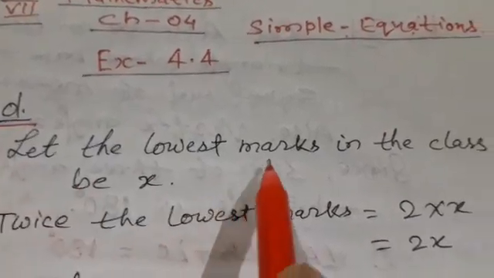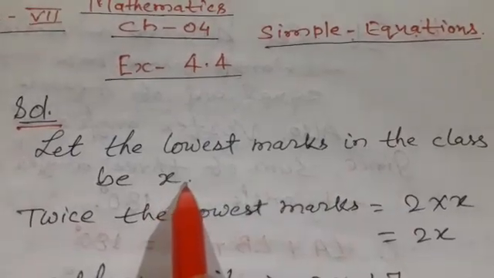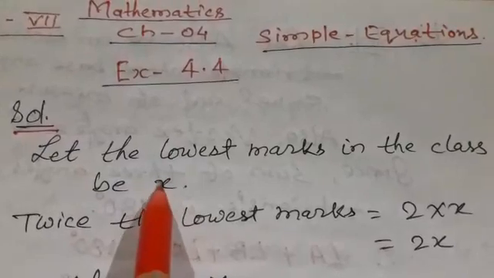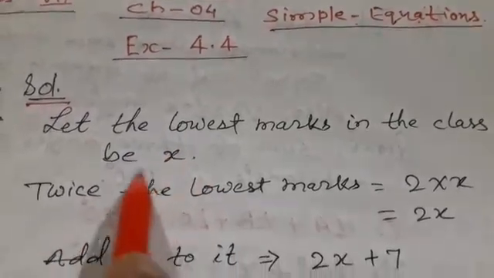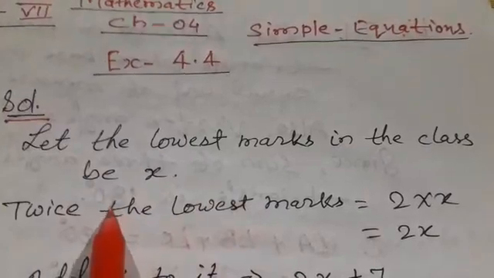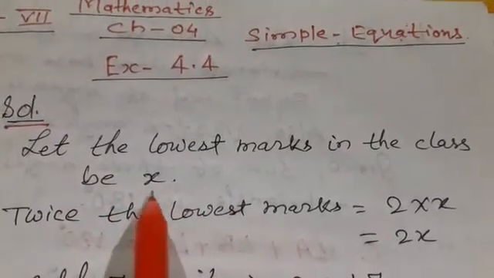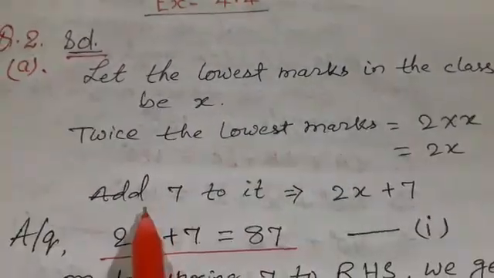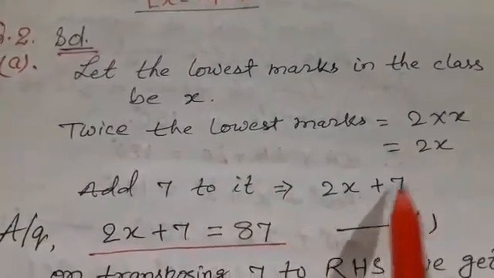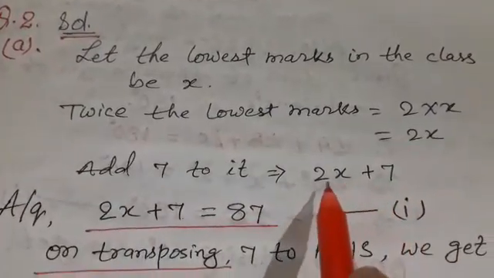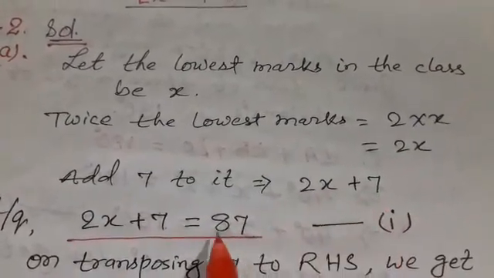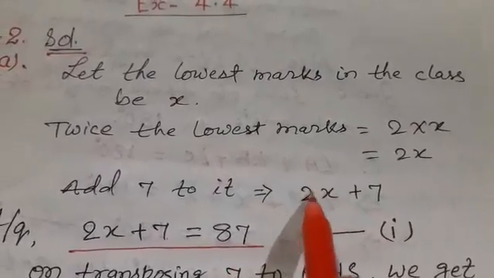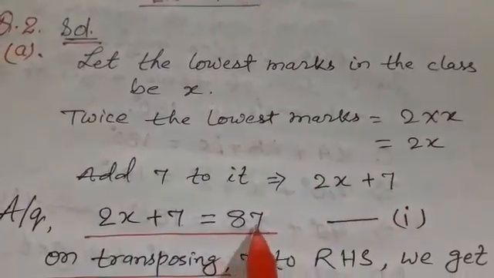Let the lowest marks in the class be x. This x is a variable and we take x as the lowest mark. Twice the lowest marks, we can write as 2 multiply x, that is 2x. Add 7 to it, so 2x plus 7. According to the question, 2x plus 7 is 87, because the highest mark is 87.